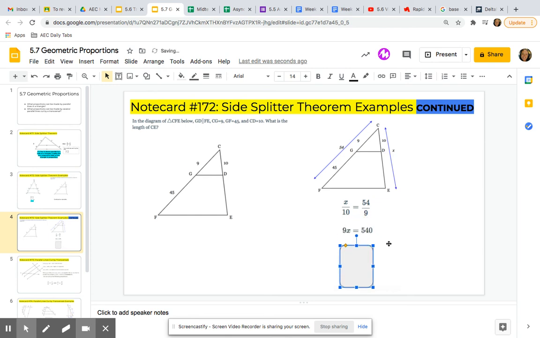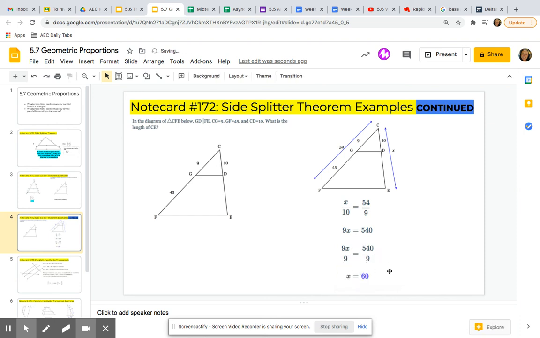You get 9x equals 540. Divide both sides by 9. You get that X is 60. So that is 60. Pause me and finish up note card 172.